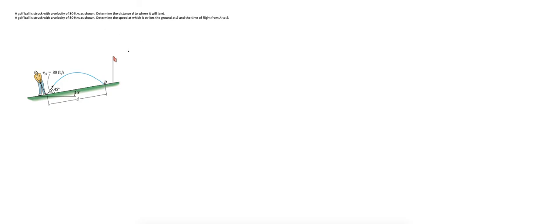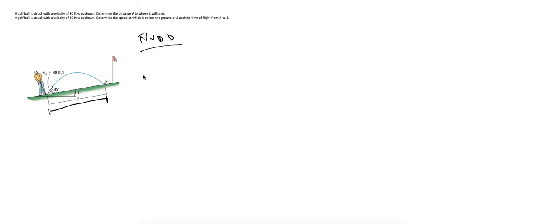All right, so a golf ball is struck with a velocity of 80 feet per second, as shown. Determine the distance d to where it will land, right? First of all, we're looking for d. Find d, right? The thing with d is it's being measured as a slope, right? So we're gonna have to somehow translate that into a coordinate system that we know, right?